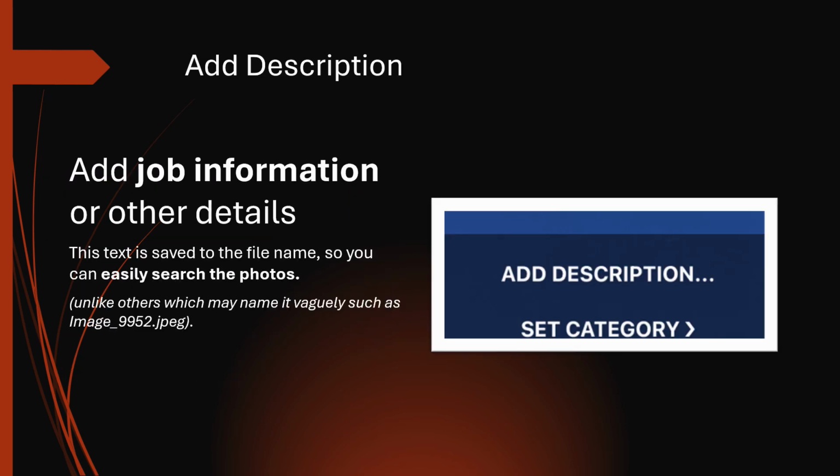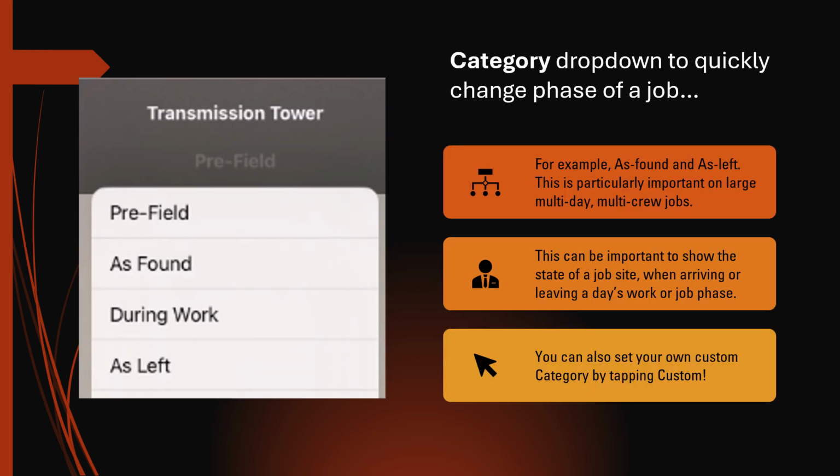At the top, you'll see Add Description. Here's where you can add job information or other details. This text is saved to the file name, so you can easily search the photos, unlike others which may name it vaguely, such as image_9952.jpg.